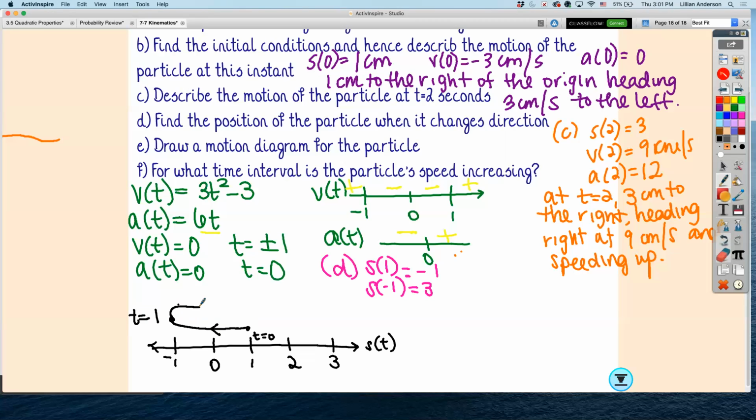Do I have any other stopping points, changing points, anything like that? Said 2. No, 2, well, after 2 seconds, I was 3 centimeters. So that's 1, 2, 3. So I'm here at 2 seconds, but I'm still headed to the right, am I not? So I don't think I changed any other time after that, right? I got 0, 2. And to the right.